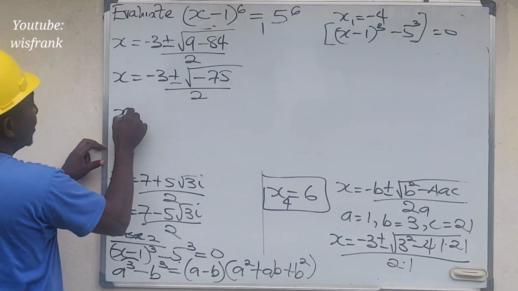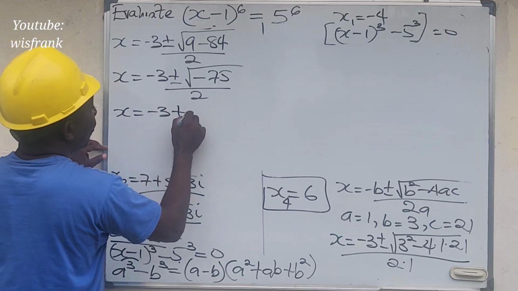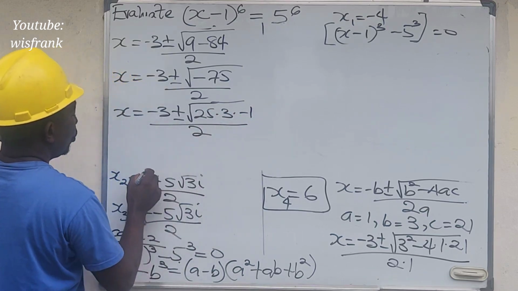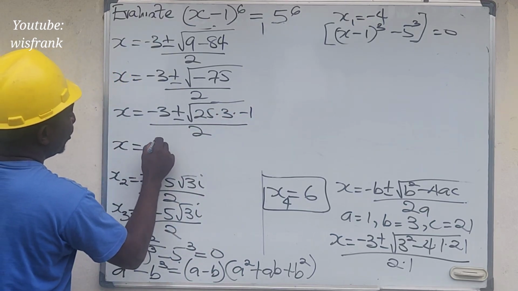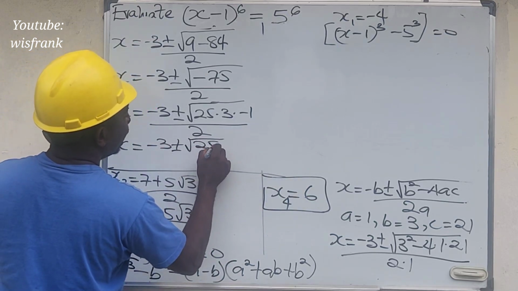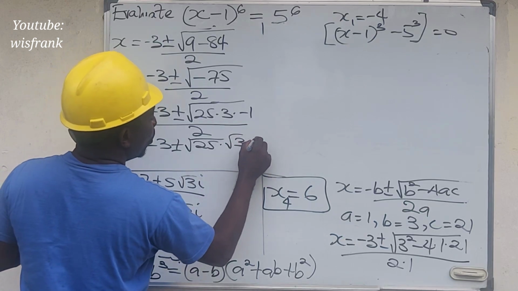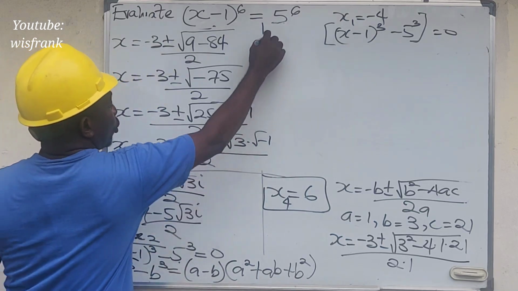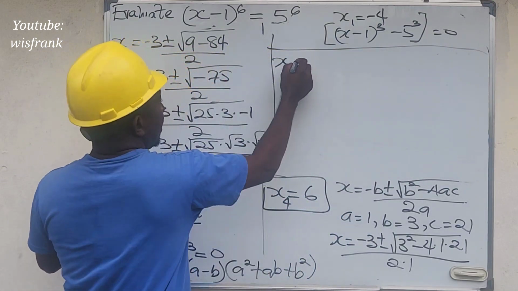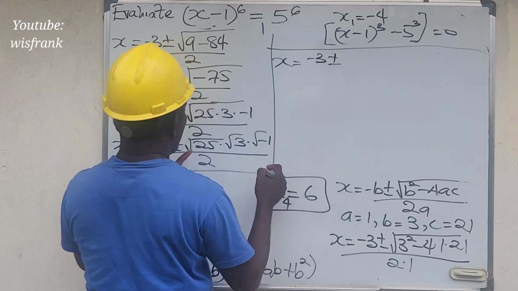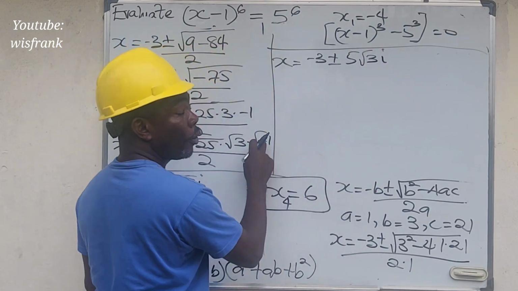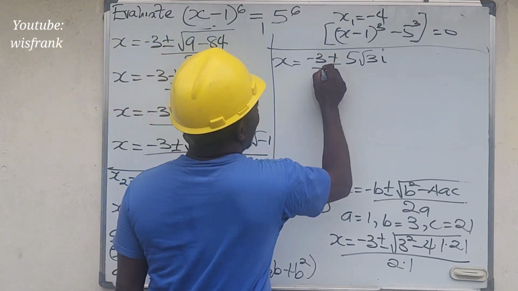So here x equals minus 3 plus or minus square root of 25 times 3 times minus 1, all over 2. So our value of x will be equal to minus 3 plus or minus square root of 25 times square root of 3 times square root of minus 1, all over 2. So the value of x here will be equal to minus 3 plus or minus square root of 25, which is 5, then we have root 3 i, because square root of minus 1 is i, which is iota, all over 2.